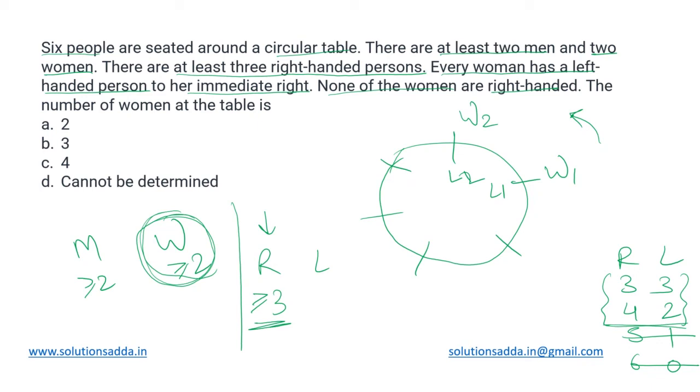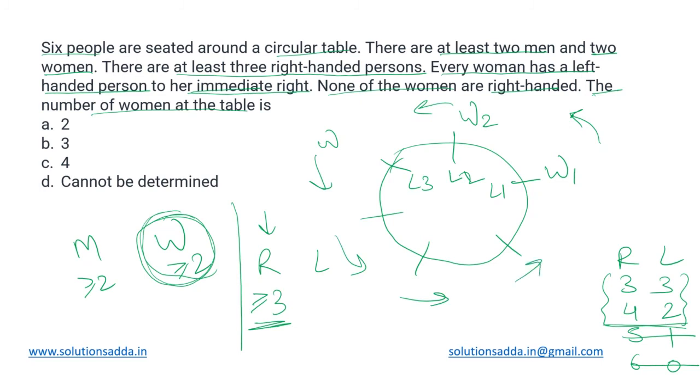But now every woman has a left-handed person to her immediate right. So to her right also, there has to be a left-handed person, L3. Now this L3 can be both a man or a woman. Both are possibilities. So what can be the feasible solution over here? We want to find out the number of women at the table. If we again consider this to be a woman, then again to her right, we would need to put a left-handed person, and that will go on and all the people will become left-handed at the table.